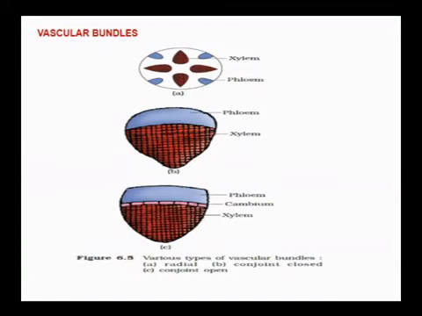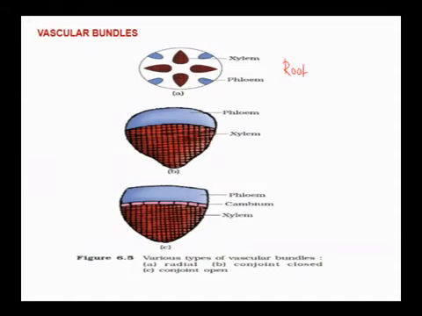This is the arrangement of xylem and phloem. The first diagram is where xylem and phloem are separated and they are differently arranged on the radius. It is the radial type of vascular bundle. It is found in monocot and dicot root.